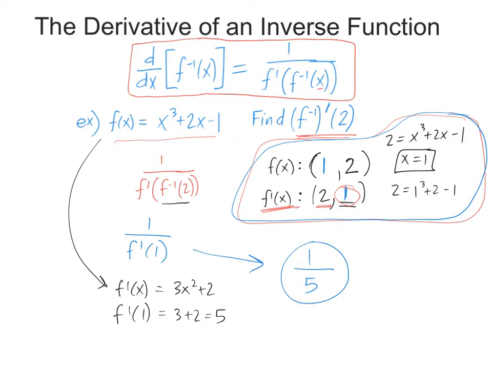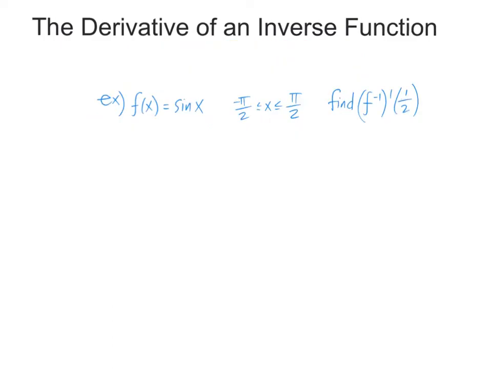All right, so let's try one more. This time we're going to use sine. And remember what we're looking for. We are looking for f inverse prime at 1/2. And f inverse prime of x equals 1 over f prime of f inverse of x. So I'm going to evaluate this at 1/2.